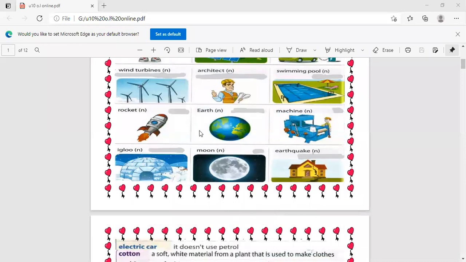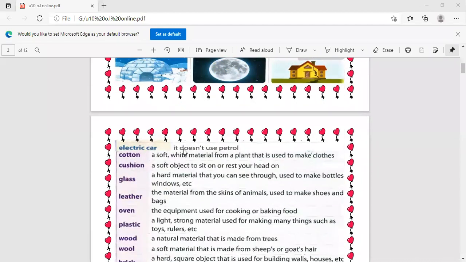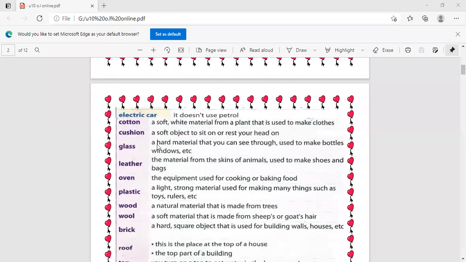Let's see the definition of some of these words. Electric car, it doesn't use petrol. A car goes with electricity. Cotton. Cotton is a soft white material from a plant that is used to make clothes. Cushion, a soft object to sit on or rest your head on. You can sleep on it and rest your head on it.